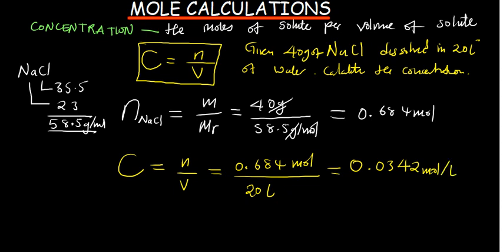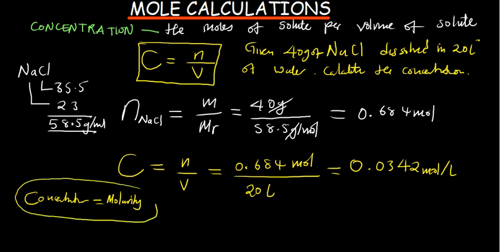Now, in this case, this type of concentration, which is known as number of moles over volume, is called molarity. So if they ask you to calculate the molarity, they've just asked you to calculate the concentration. It's the same thing. The symbol for molarity is capital M. So we can say capital M, which is molarity, is given as the number of moles over volume.